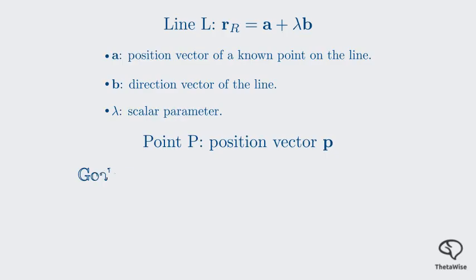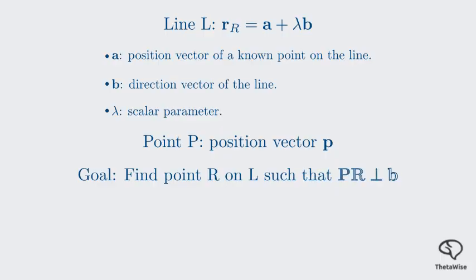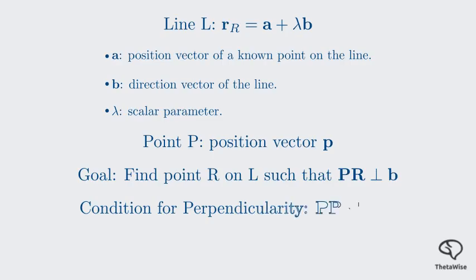Our goal is to find the point R on the line L such that the vector PR is perpendicular to the direction vector of the line B. In other words, we are looking for the foot of the perpendicular. In vector algebra, the condition for two vectors to be perpendicular is that their dot product is 0. So, our main equation to solve is the vector PR dot vector B equals 0.